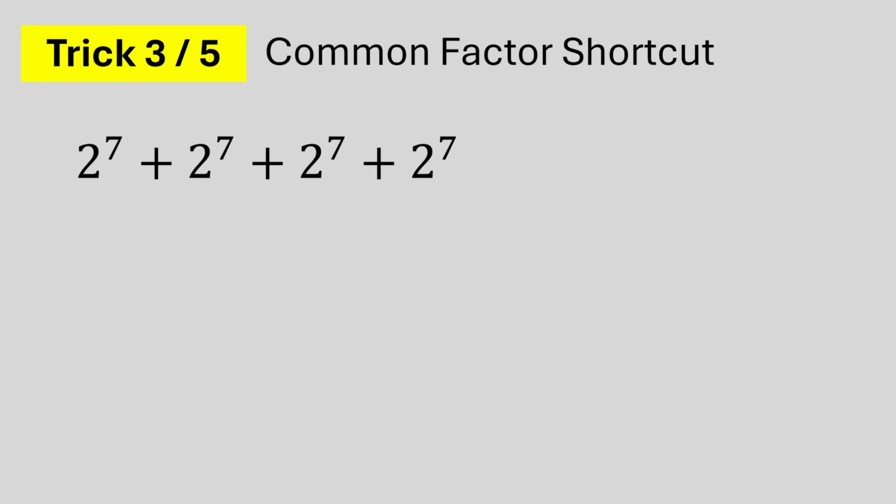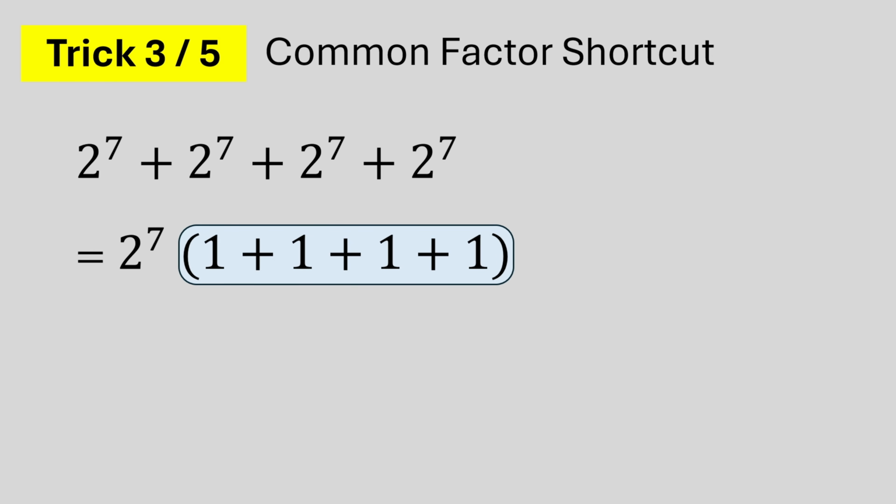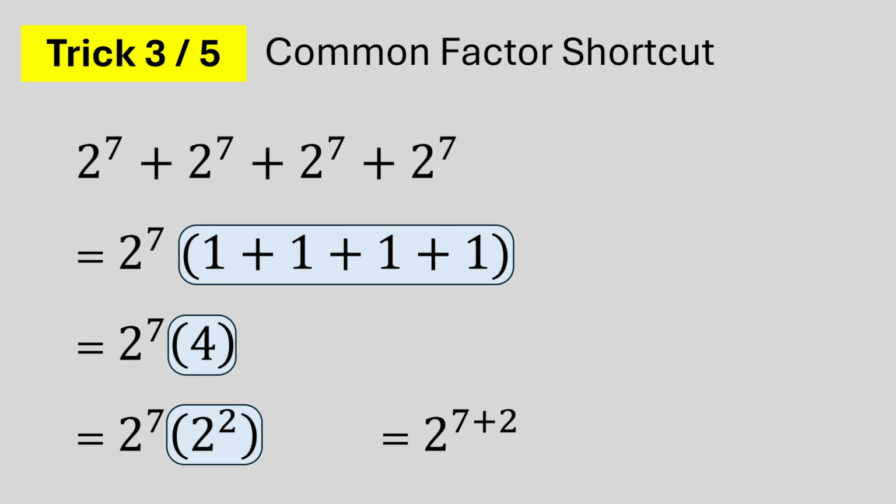Example 2. Factor out 2 to the power of 7. 2 to the power of 7 multiplied by the sum of 1 plus 1 plus 1 plus 1 equals 2 to the power of 7 times 4, and 4 equals 2 to the power of 2. So this becomes 2 to the power of 7 plus 2 equals 2 to the power of 9. Whenever you see the same power repeated, don't add them one by one. Just factor out the power.